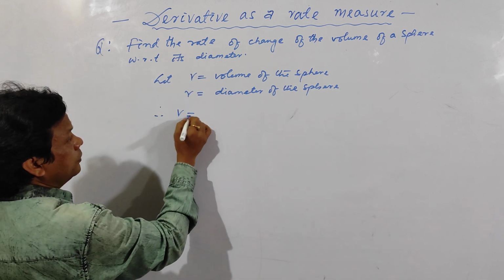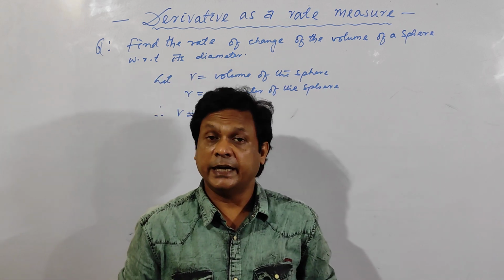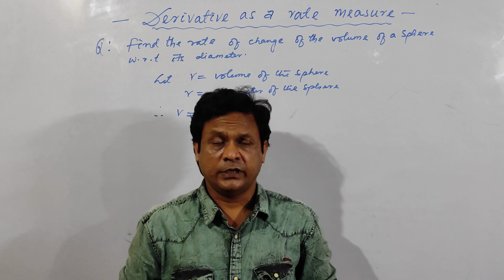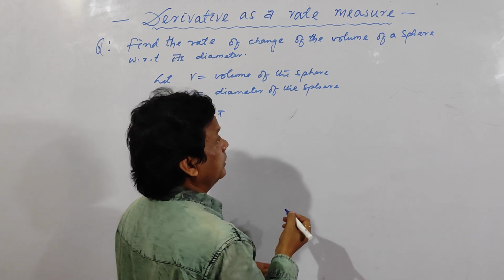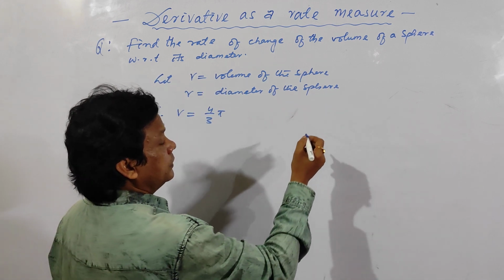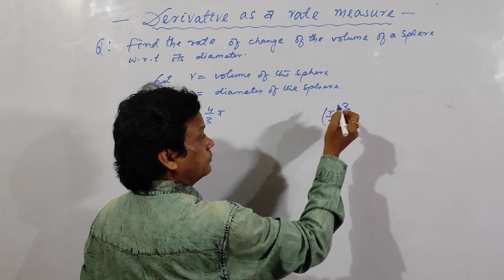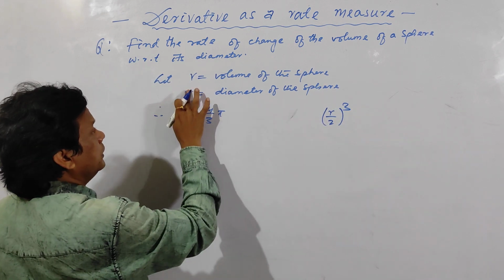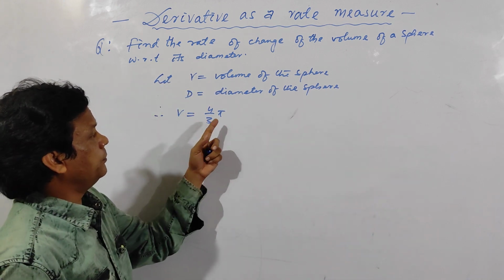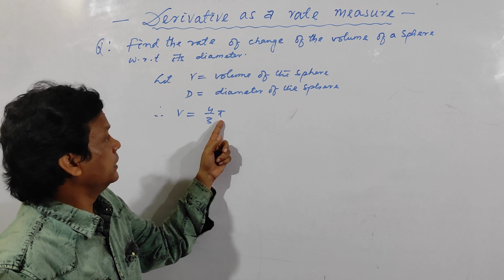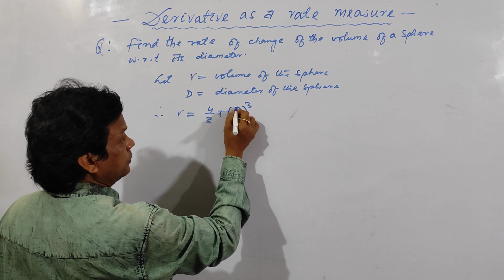Here, therefore V is equal to 4 by 3 pi R cube, the cube of the radius. And radius is diameter divided by 2, half of the diameter. Here I am taking the diameter as smaller d, so d by 2 is the radius, and the whole cube of this. Or it will be easy for you, take it as capital D. So 4 by 3 pi R cube, and radius is half of diameter, so D by 2 whole cube. So this is your formula.